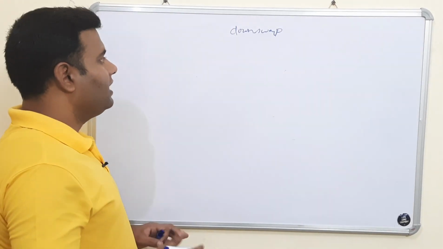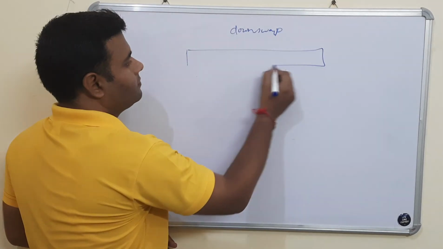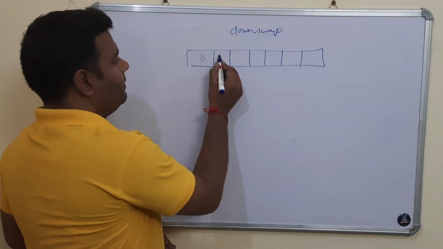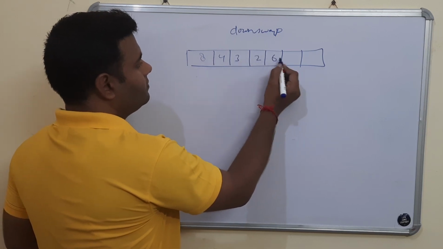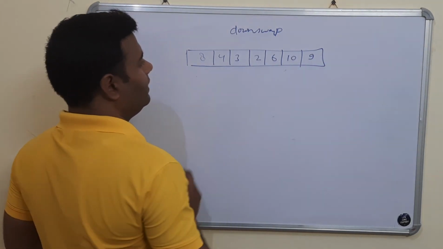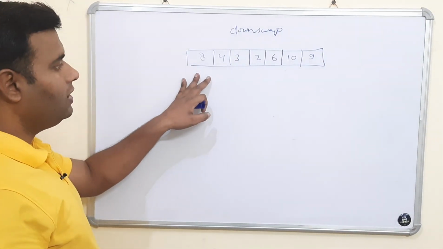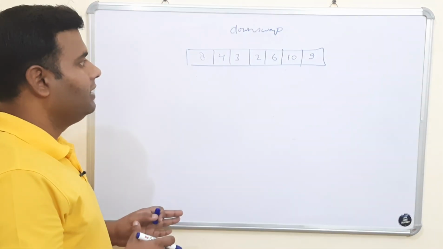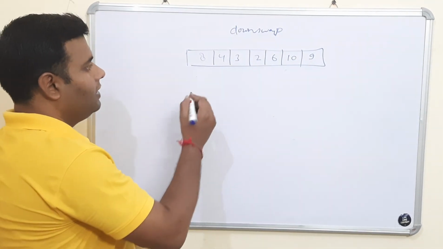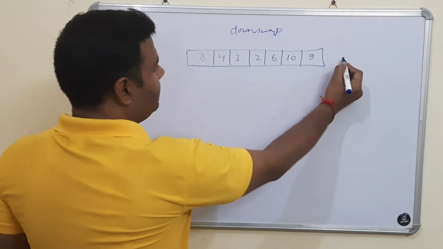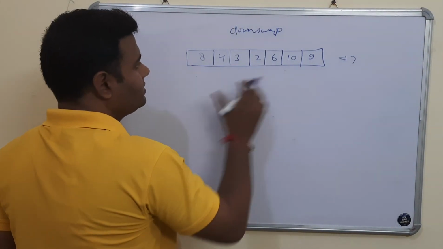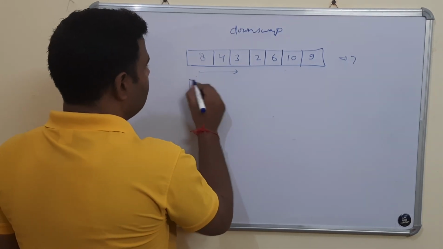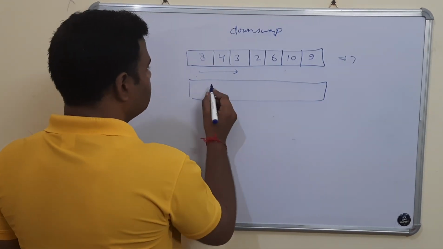Now you are given an array. Let's say some numbers are given. Your task in this problem is to rotate this array by a given index. This array has seven elements, and you have to rotate it by 3. It means the final output will look like this.